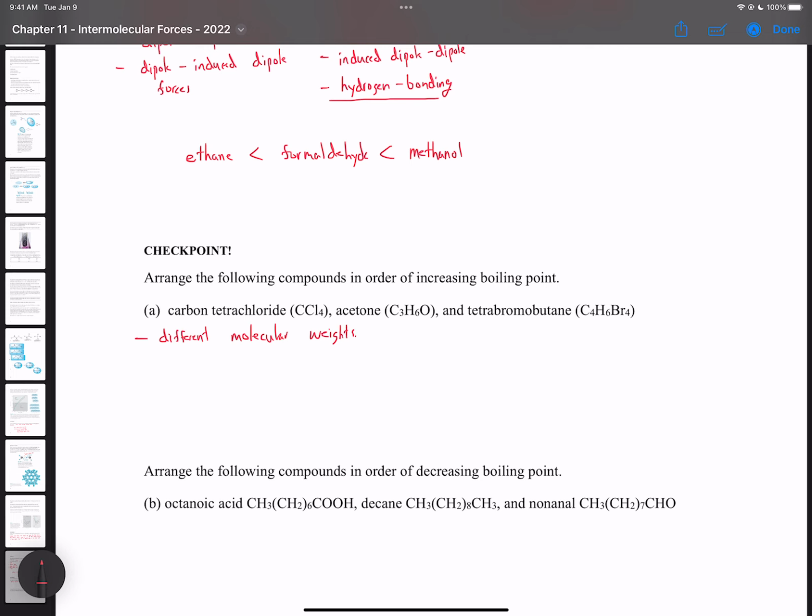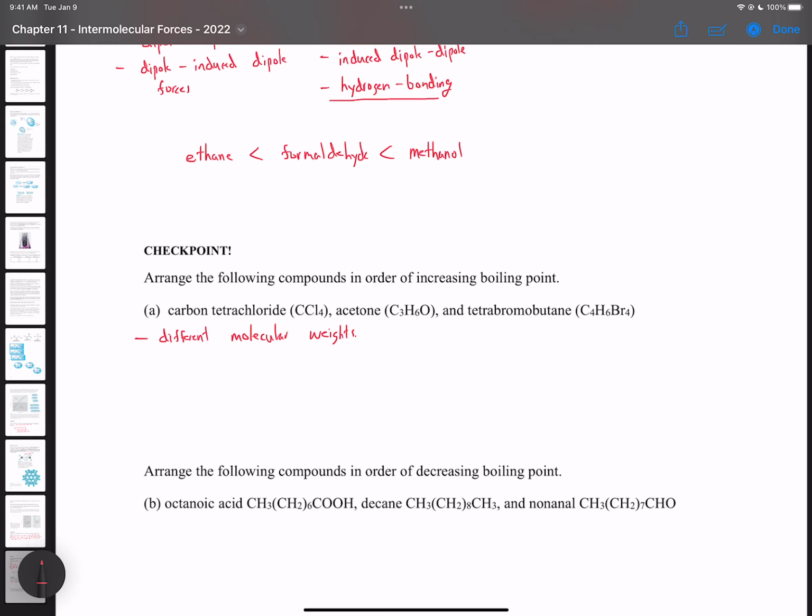And then some of these compounds are polar and some of them are not polar. Okay? So when they're very different in weights, you want to consider their dispersion forces, or the force that's dependent on molecular weight. So when you have different molecular weights, you want to think about the dispersion forces, or the total number of electrons based on the increasing molecular weight.